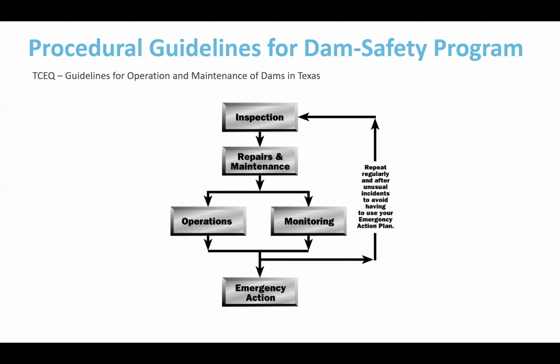This particular flow chart here is provided by TCEQ in their guidelines. And we're going to focus mainly on inspection, which is the top box. But I wanted to show here that there is actually a process in place. So it starts with inspection, then you go to repairs and maintenance, you go to an operation and monitoring mode, and you repeat this process depending on the frequency of inspections and the repair cycle. And there's a detour down at the bottom for emergency action.